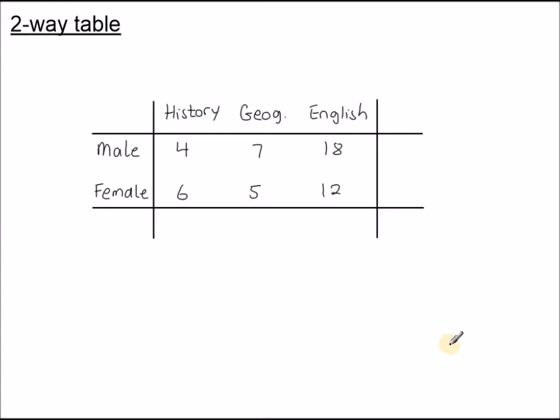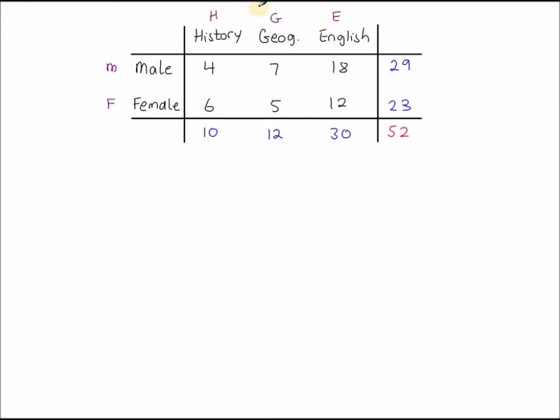So starting with this two-way table, we have some students who take one of these three subjects, and we have the gender of the students. So the first thing we do is we work out these column totals, and we work out these row totals, and then we work out a table total. And I've given these letters to represent the event that somebody studies history, geography, English, and male and female. The table total is 29 plus 23, or we can do 10 plus 12 plus 30. It should give you the same total going this way or going this way.